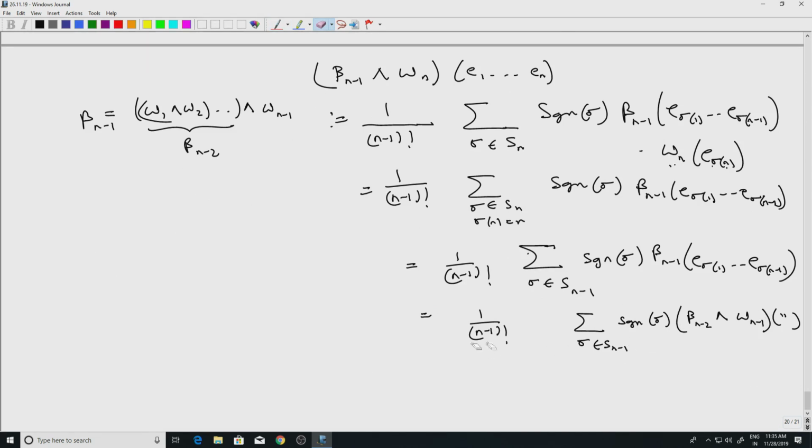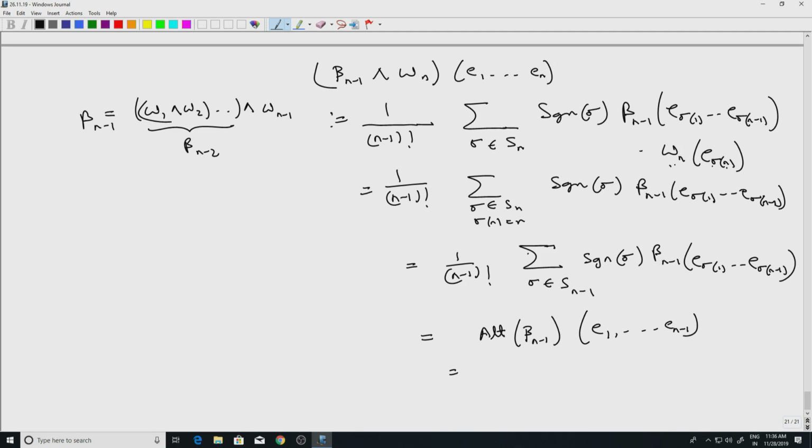Now, instead of going to the last step directly here, what I'll do is just notice that whatever I have here is by definition alt of beta n-1, since beta n-1 is an n-1 form, in particular an n-1 tensor, evaluated on e1 up to en-1. And since beta n-1 is already an alternating form, again it's a wedge product of various one forms, this is just the same as we have seen that the alt operation does not change the tensor if it's already alternating.